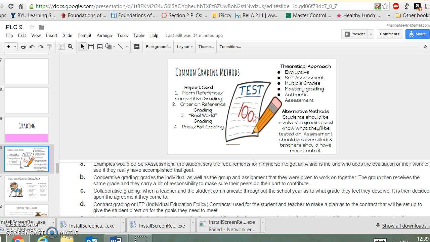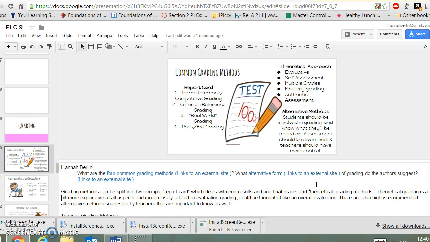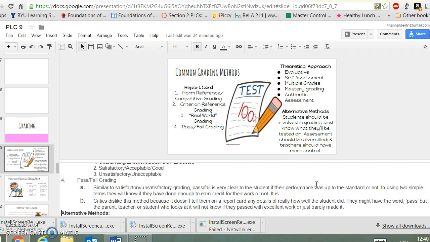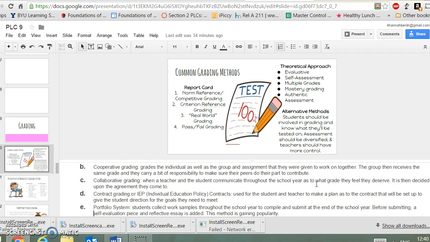And then there's theoretical approaches that are more evaluative, and they are trying to test in a variety of ways, so they come to a conclusion of what grade the student has earned by going several different routes, rather than the report card is just one quick and easy way to tell what it is, and they're done. So there's self-assessments allowing the student to be more involved with it. There's multiple grades where they have several different projects that they do or several different things, and then you kind of add them up all together and find out what grade they get.